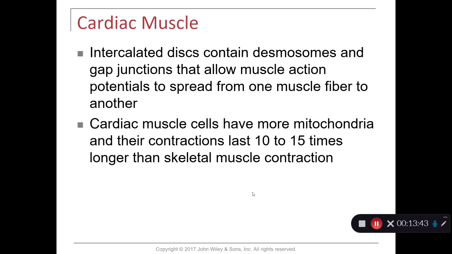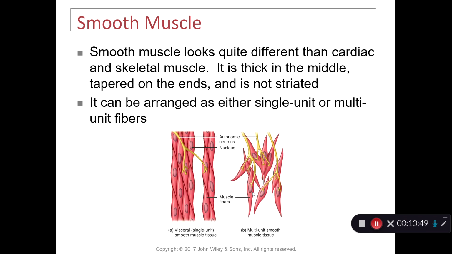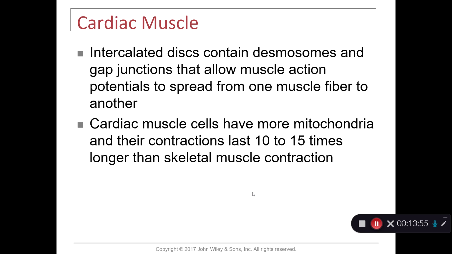Again, it has that intercalated disc. It has that desmosome. It can beat quite a bit. Does a wonderful job at it, and it needs oxygen, it needs that cellular respiration in order to work. If you cut off oxygen to the heart muscle, then you got uh-ohs. You're not going to last very long.